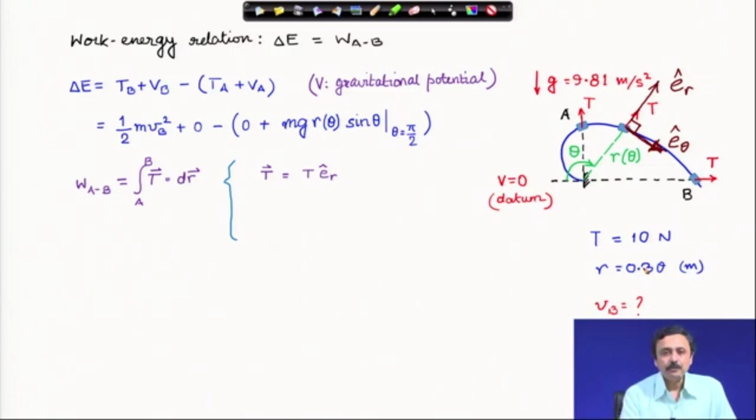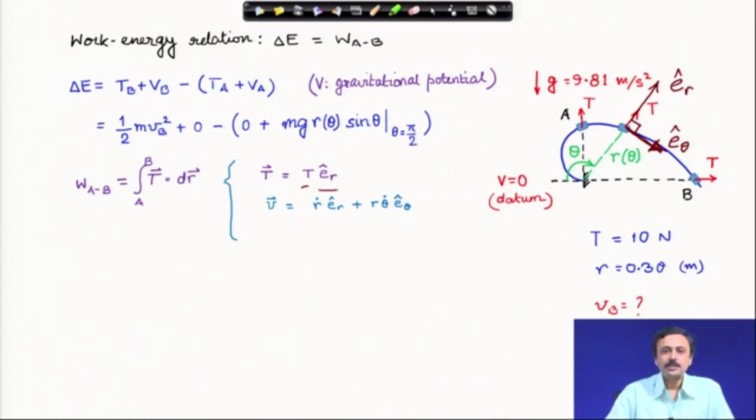Now, the applied force vector is always along the radial line, which means it is always along ER cap. Therefore, its representation is the magnitude times ER cap. Next, we have to represent dr, the dr vector. For that, let us start with the velocity of this collar. How do you represent velocity in the coordinate system chosen?